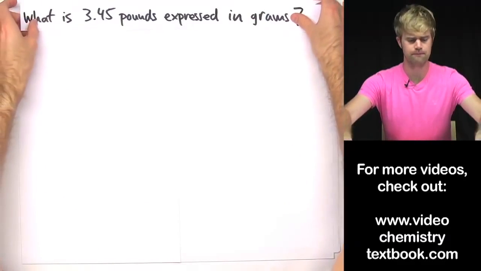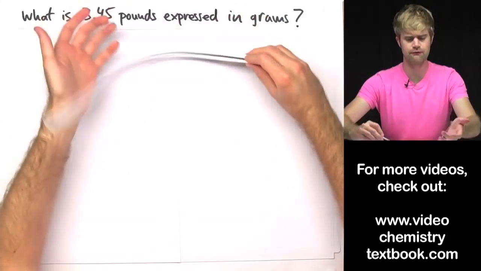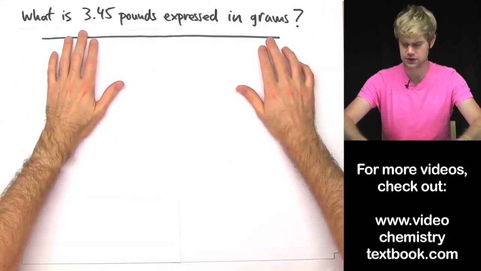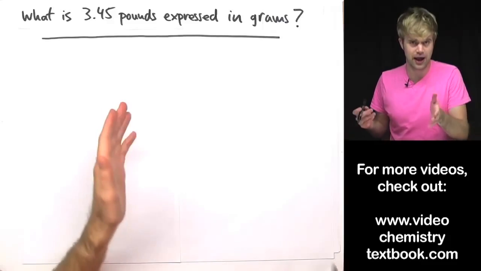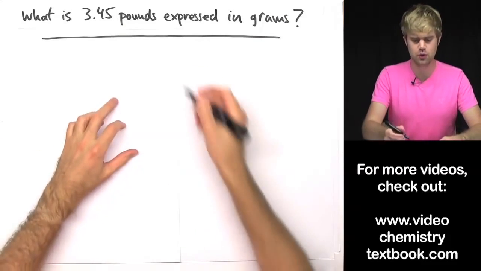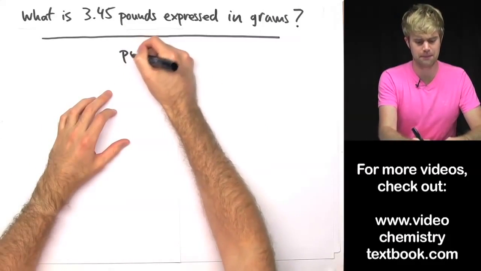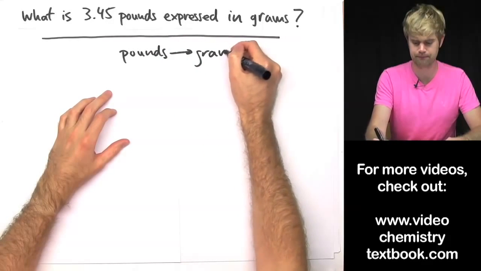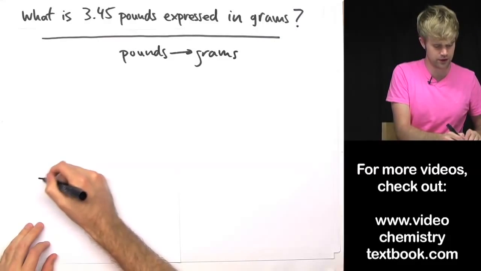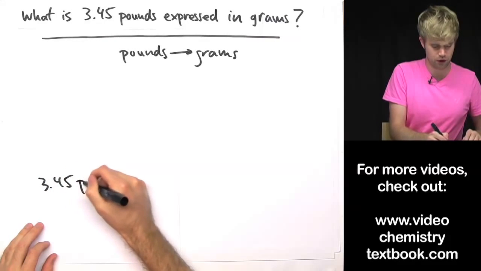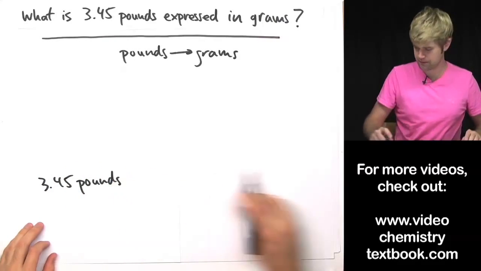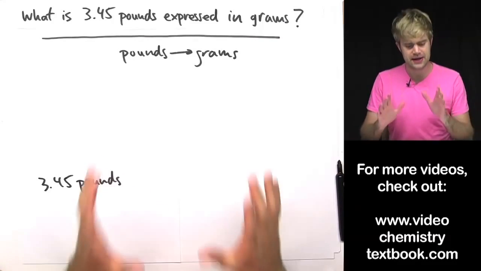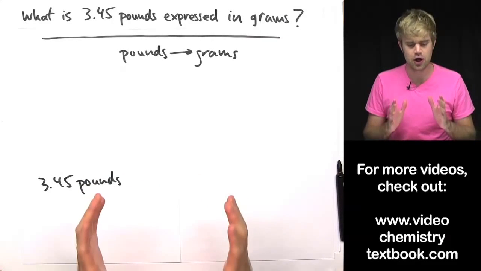So, here is our first one. We want to know what is 3.45 pounds expressed in grams. So the conversion that we're going to be doing is pounds to grams. And we're going to be starting with 3.45 pounds.